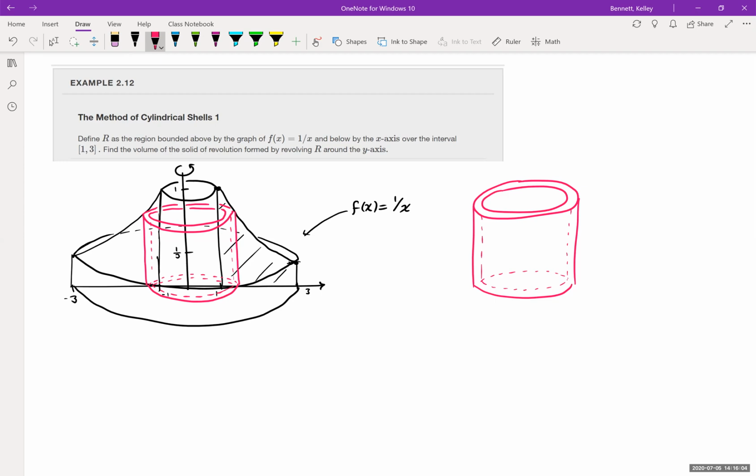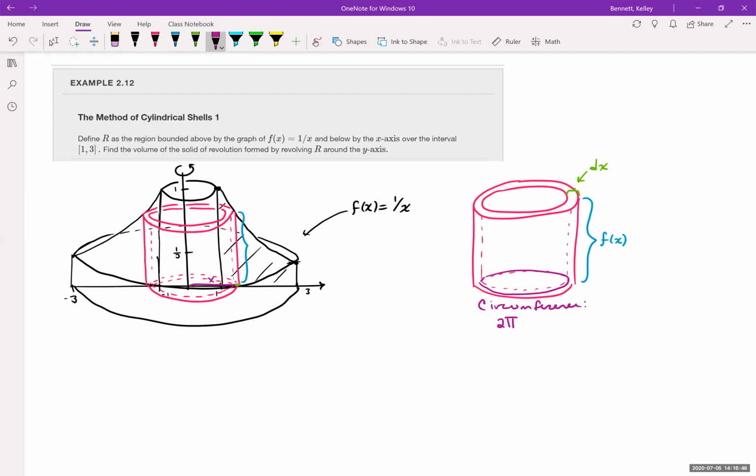So again, we have a little width here. This little width comes from the x-axis, so this is going to be our dx. And then we also have our height, but the height also comes from just the function itself, so our height is just f of x. And lastly, we have the length around, which we call the circumference. Our circumference is just 2 pi times the radius, and the radius is just x.